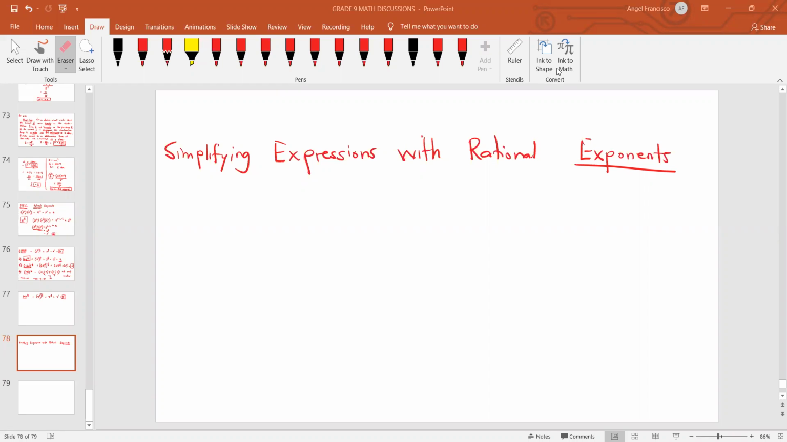Today we will continue our discussion on rational exponents. At this point, we will discuss simplifying rational expressions with rational exponents. This means that we can see exponents in fractional form. Okay?